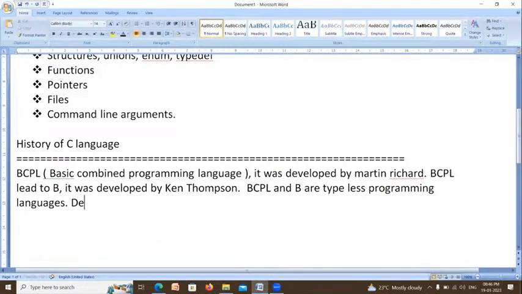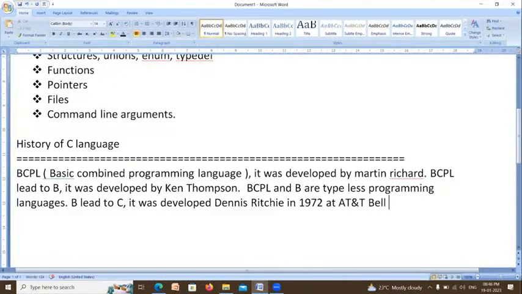Then there was a person called Dennis Ritchie. He developed a new programming language which supports data types and named it C. After B, he named it C. So B led to C. From the B language, the C language was developed. It was developed by Dennis Ritchie in the year 1972 at AT&T Bell Laboratory. Bell Laboratory is a laboratory name.